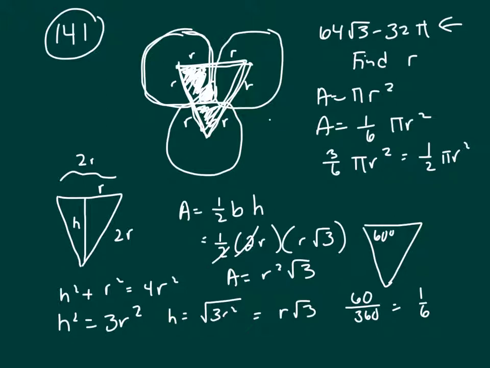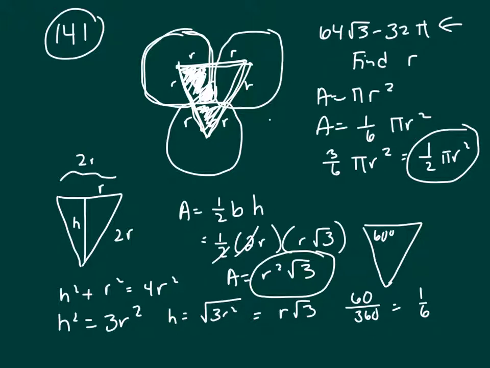So this is what I want you to do. I wish I had more room on here. So the area of my triangle, I've got to remember this. The area of my triangle is what? R squared square root of 3. And the area of my 3 sectors is 1/2 pi r squared.